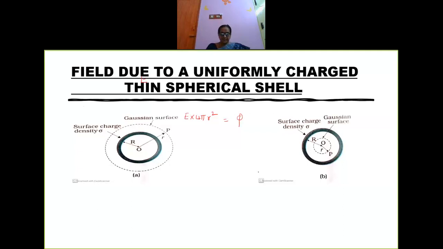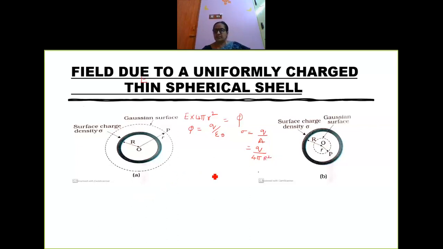Now when I simplify this, I will start with the equation flux equal to Q by epsilon naught. Now, what is surface charge density here, children? Of course, you know the formula. Surface charge density is equal to Q by A. Now, what is A? It is nothing but the area of the sphere, which is 4 pi r square, right?